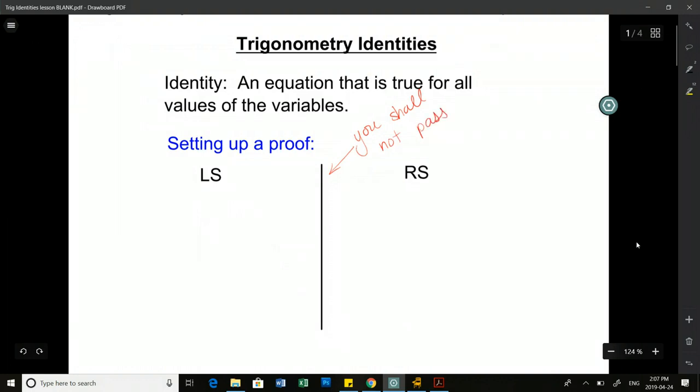When I do a proof, I don't treat this line as an equal sign anymore. I don't say I can do to the left side what I do to the right side. I work with the left side completely separate from the right side. My goal is to make the left side equal the right side in the end. I want them both to end up being exactly the same.